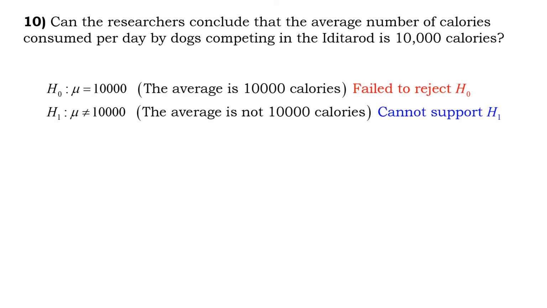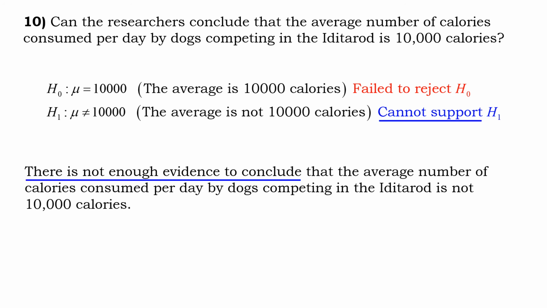So, writing our conclusion, we fail to reject the assumption that mu equals 10,000, which means we cannot support the alternative theory that mu does not equal 10,000. Again, I cannot support, there's not enough evidence to conclude. And what can I not support? H1. And H1 said that the average number of calories consumed per day by the dogs competing in the Iditarod is not, and "not" is a critical word here, 10,000 calories.